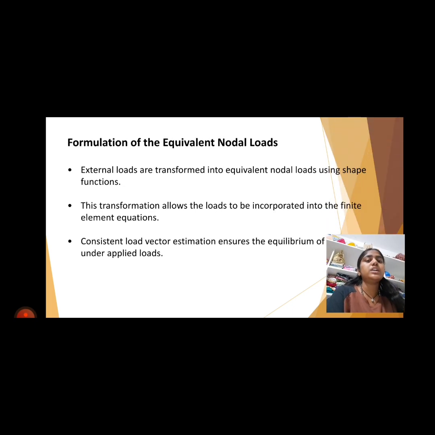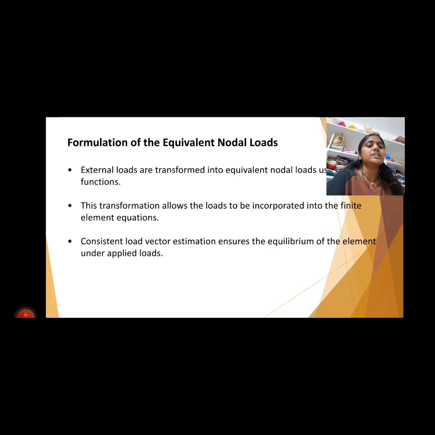Now, formulation of equivalent nodal loads. External loads are transformed into equivalent nodal loads using shape functions. This transformation allows the loads to be incorporated into the finite element equations. Consistent load vector estimation ensures the equilibrium of the element under applied loads.